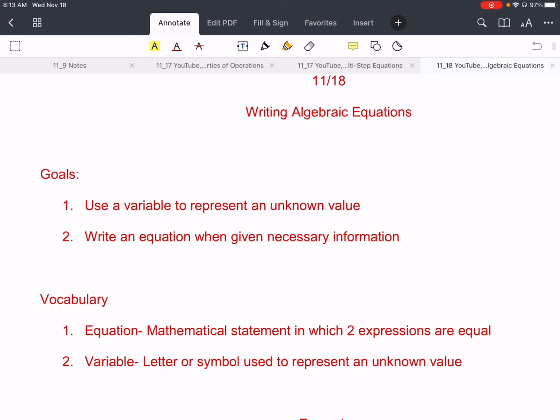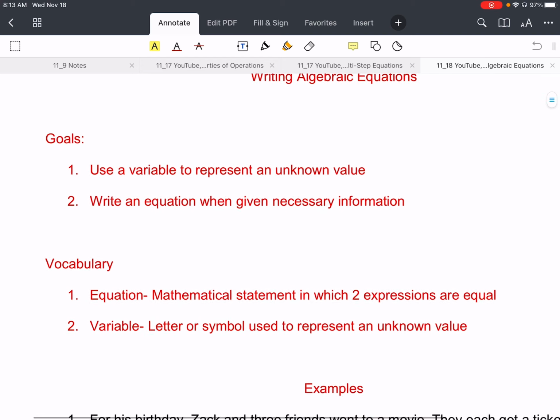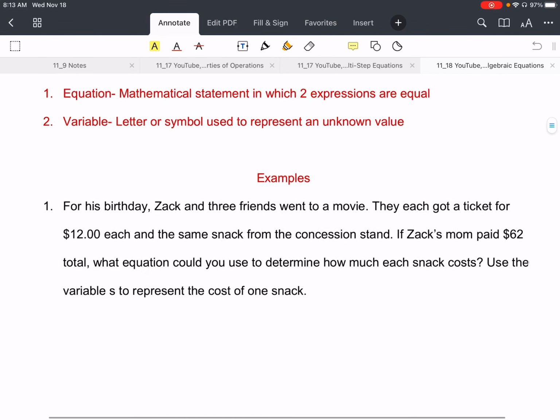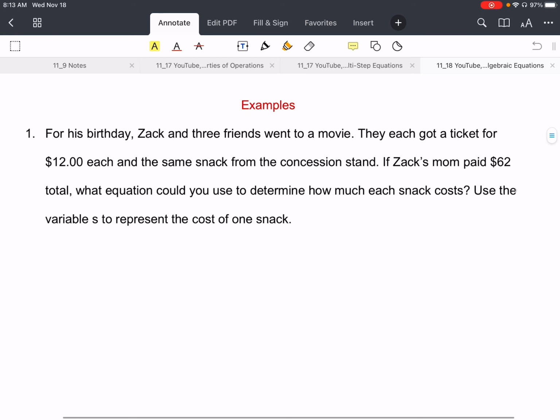And a variable, that is a letter or symbol used to represent an unknown value. So usually the variable represents the answer we're trying to find. Okay, let's get to some examples. I'm going to show you how to walk through these.